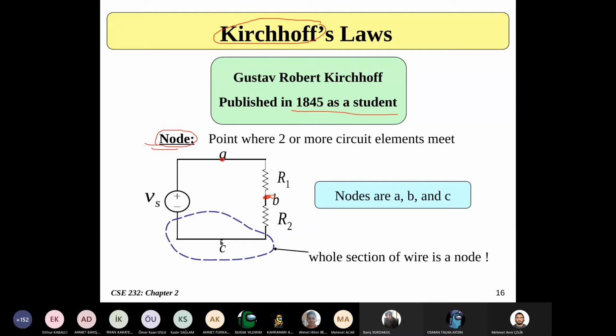C, yep, it is also a node. Using this whole section in here, you can take all of it and just make it a node for the representation, since it is between at least two components. In this basic, simple circuit, we have A, B, and C. We have at least three nodes.